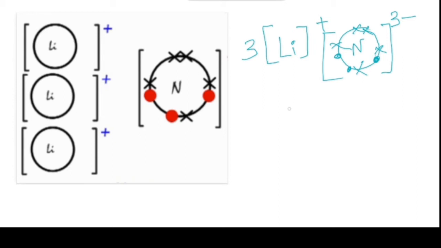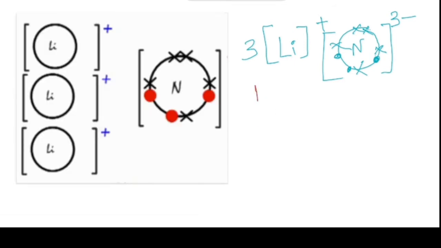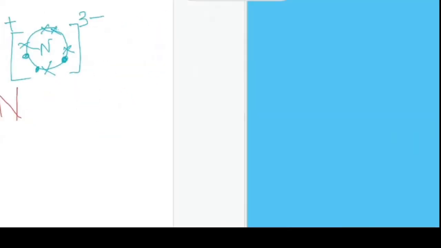Very easy, right? So to deduce the formula of lithium nitride, you can see 3 lithium ions, right? So you can write Li3 and N, Li3N, lithium nitride. So that would be the formula of lithium nitride. Is it clear? So let's look at another example.